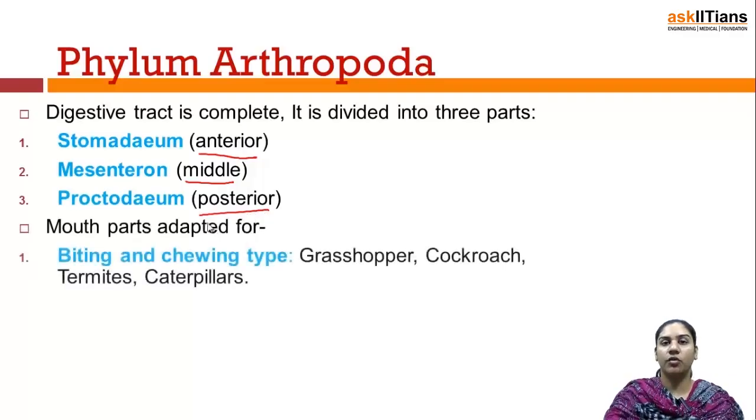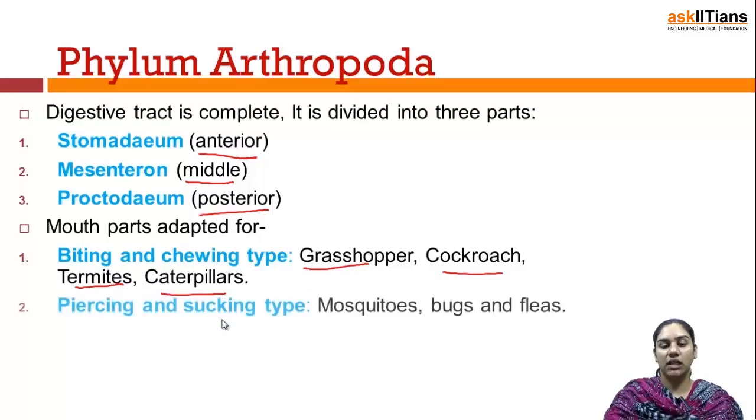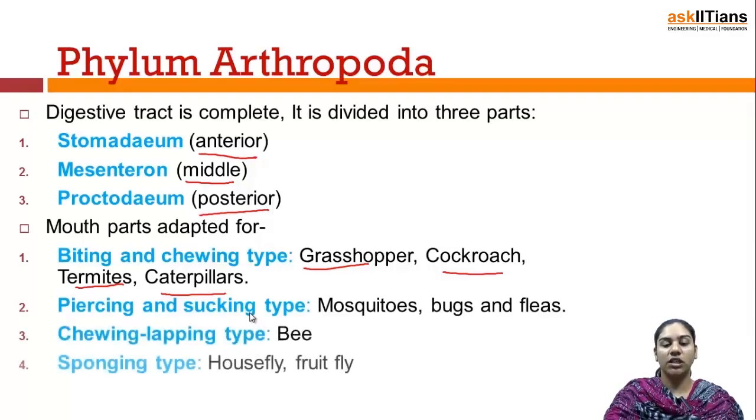They can be adapted for biting and chewing type, as in grasshopper, cockroach, termites and caterpillars. They may be piercing and sucking type, that are well developed in the mosquitoes, bugs and fleas. They may be chewing and lapping type, found in the bees. They may be sponging type, found in the housefly or the fruit fly. Or they may be siphoning type, that are well marked in the butterflies and the moths.